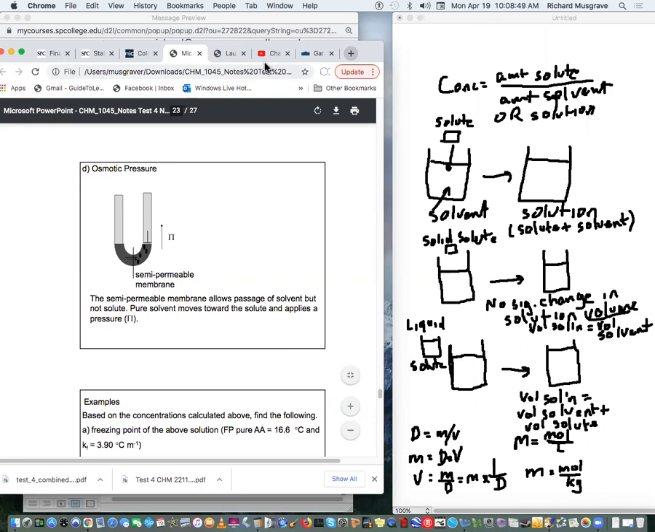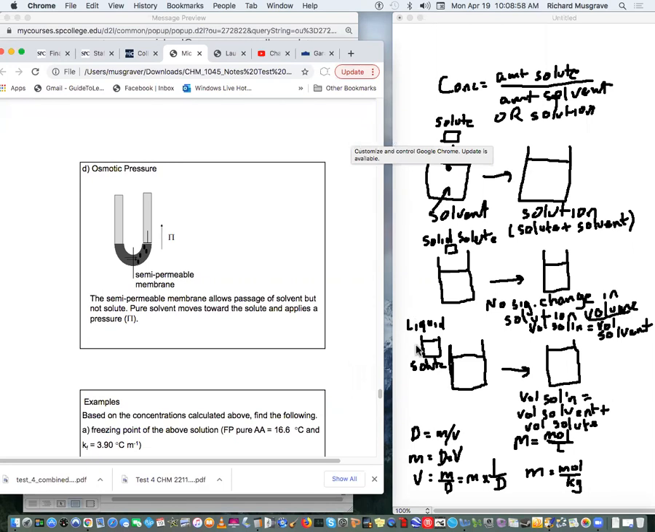All right, let me see how you feel about the colligative properties. We've discussed all 4 of them. How do you feel about colligative properties? 5, 4, 3, 2, 1.